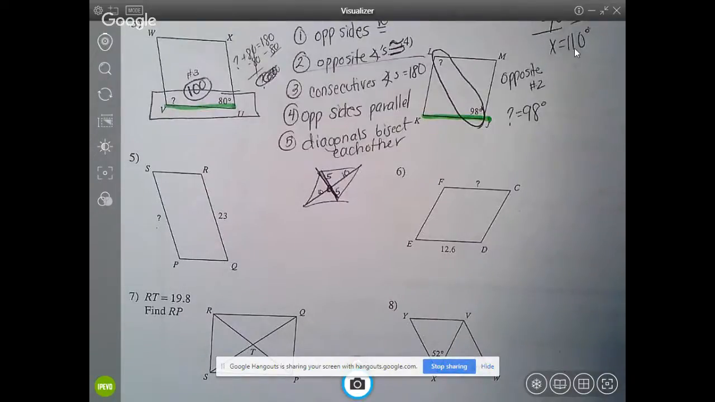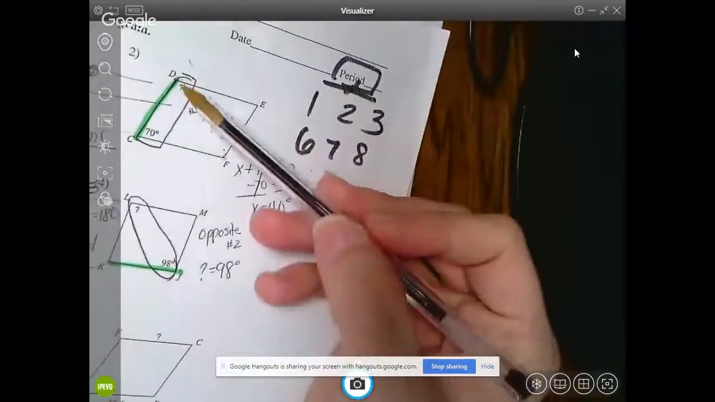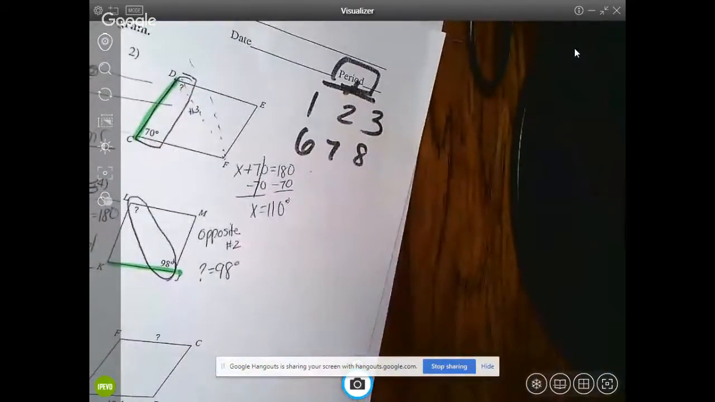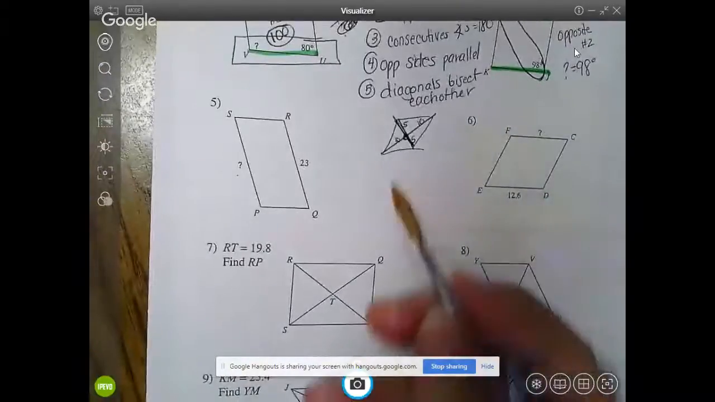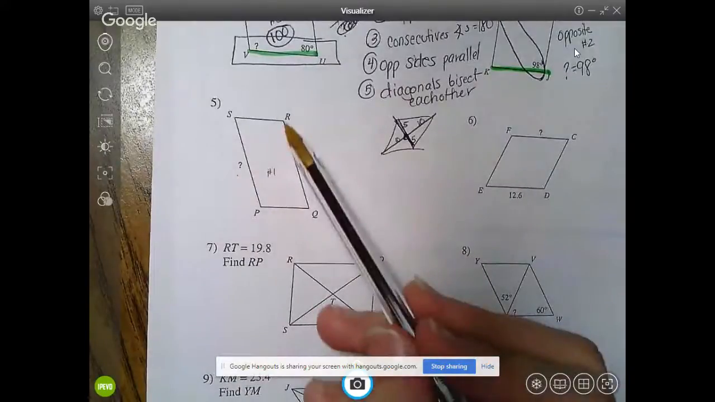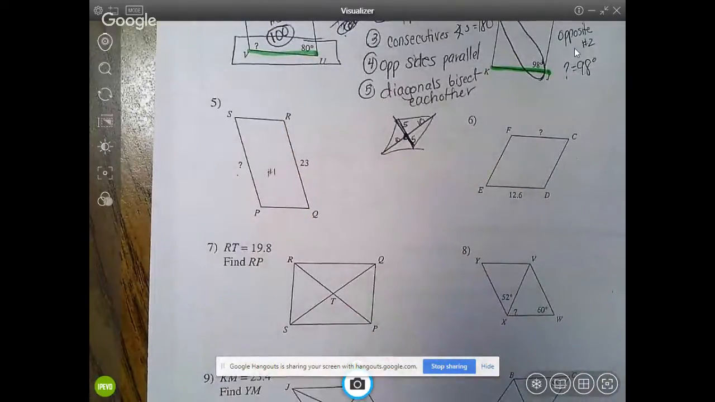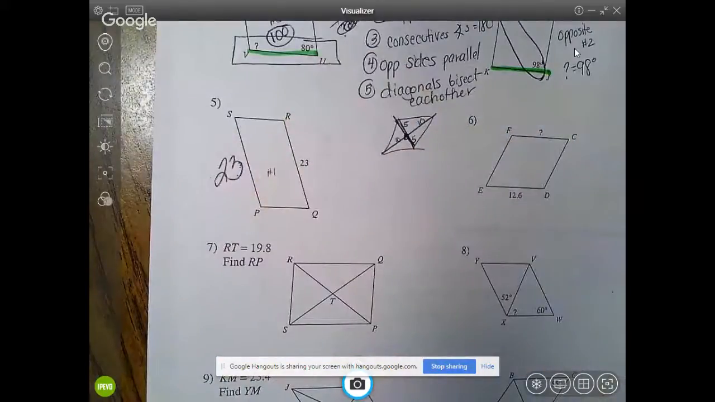So the top and the bottom, they still count as consecutive sides if they're both on that. If they both touch the same line, they're still consecutive. Yep. Good question. So here, for number 5, we know by number 1, opposite sides are equal. So if this is 23, how long is SP? 23. Literally that simple.